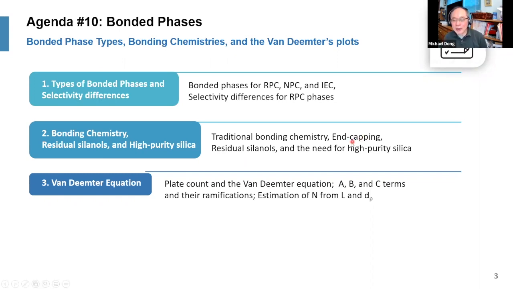There's something called end capping. So after the bonding with the big ligand, you use a small silane to end cap it. So all columns, with very few exceptions, are end capped to keep the silica surface inactive, right? You don't want it to be too active. You want the primary retention mechanism to be hydrophobic interaction, right? Meaning partitioning or dispersive forces, very weak forces.